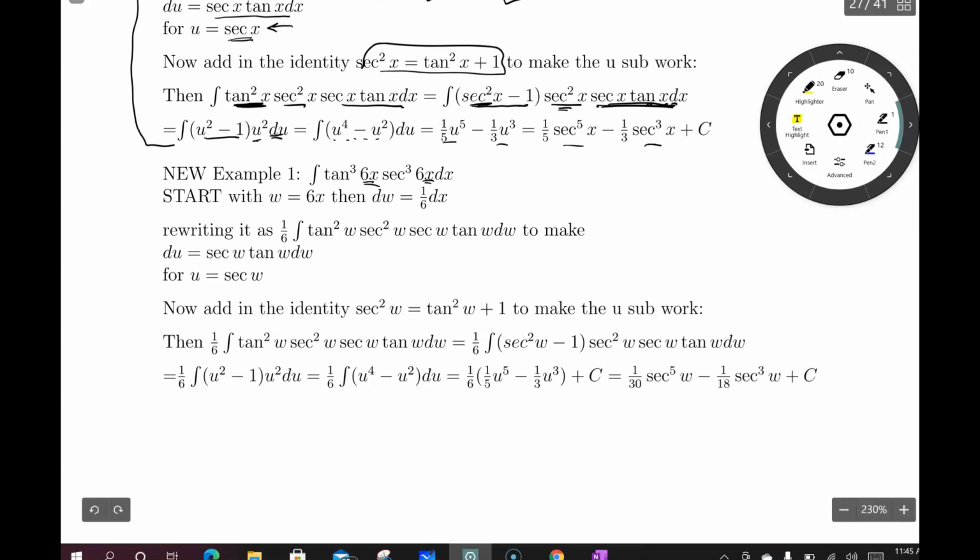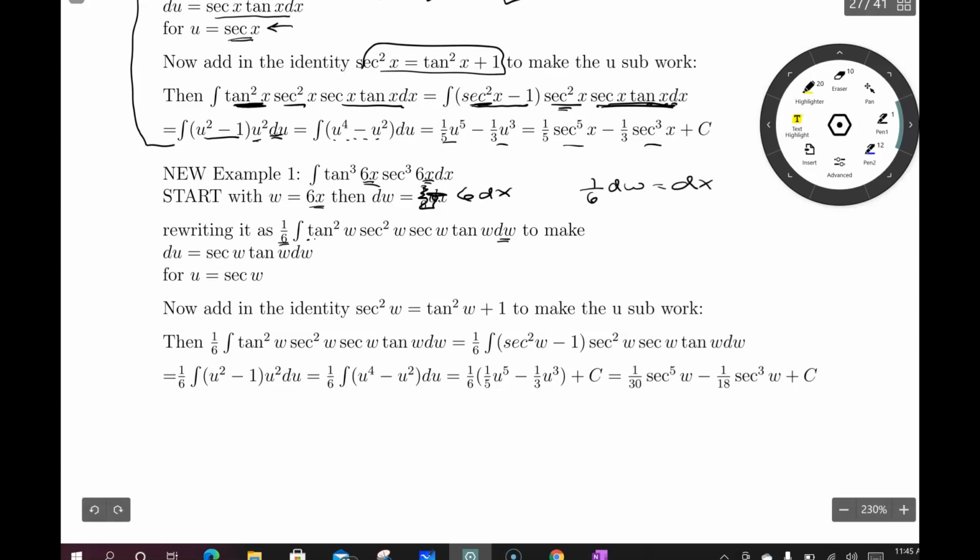So if I see I've got this multiple angle, let's let w equal 6x. So dw is, oh dear, what happened here? Nope, dw is 6dx. And then 1/6 dw is dx. And so then carrying everything else along.